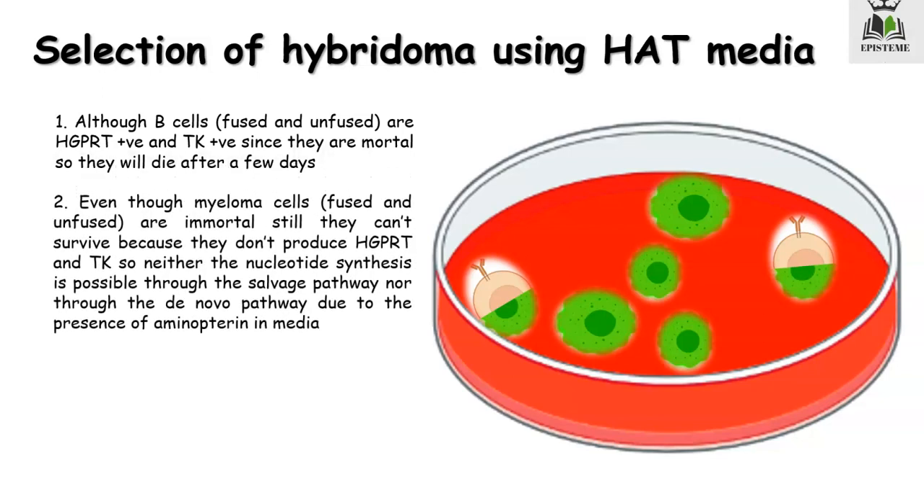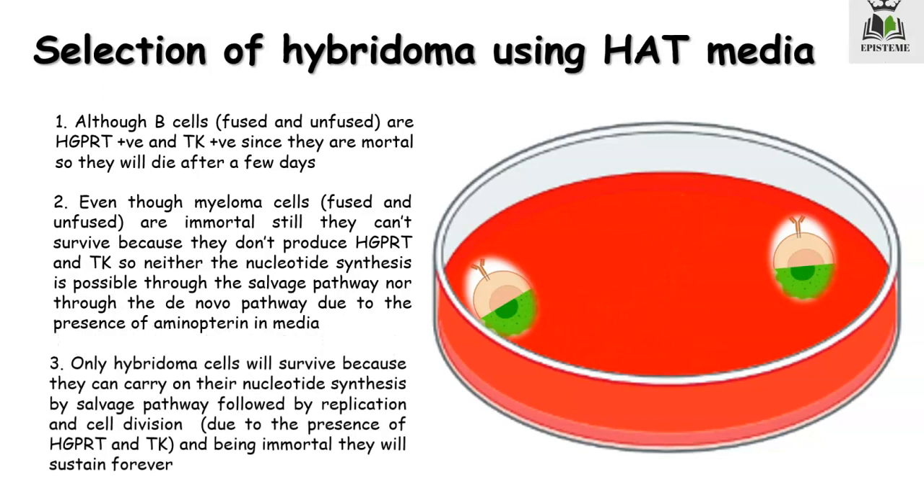Next we have the myeloma cells. Both fused and unfused myeloma cells are immortal in nature, we know that, but they are HGPRT and TK negative. That means they don't have these enzymes, and we know that already the de novo pathway is interrupted because of the aminopterin that is present in the HAT media. So the next preferred path was the salvage pathway, and these cells don't have the HGPRT and the TK enzymes, so they can't perform the salvage pathway either. So as a result, they will die.